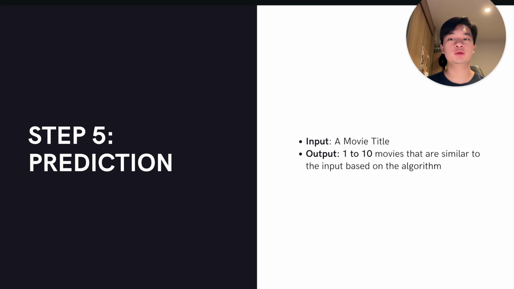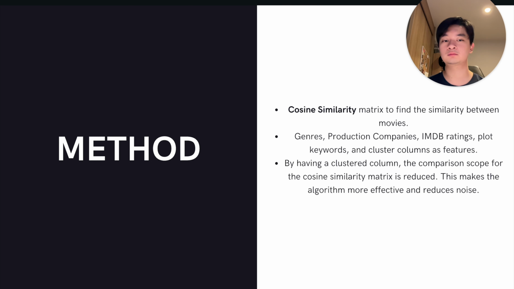So let's talk about the predictions, the input and output. For our program, we would like to input one movie title. Let's say we input Avatar, and the output should be 1 to 10 movies you can select. Of course, this will go through the k-means algorithm, so it will find the ones that best fit within the same cluster, the movies that are closest to the movie, for example Avatar.